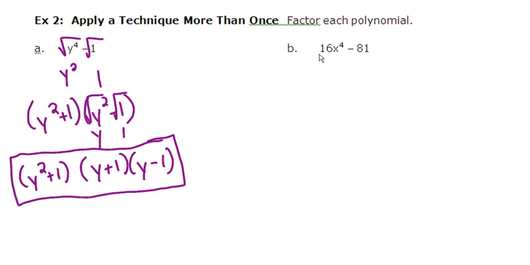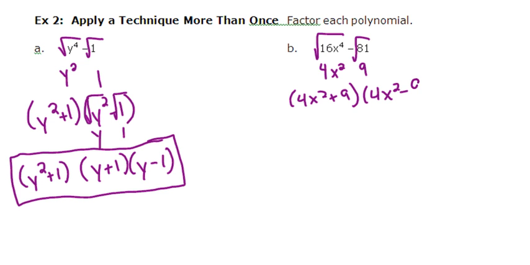So I can do the same thing for b. This one doesn't have a GCF. It has two terms and a minus sign, so I'm going to check square roots. The square root of 16 is 4. The square root of x to the 4th is x squared. The square root of 81 is 9. So I have 4x squared plus 9, 4x squared minus 9. In my parentheses, there's still squares, so I check inside.